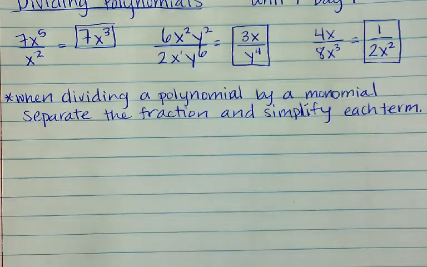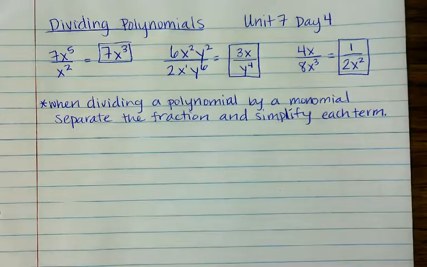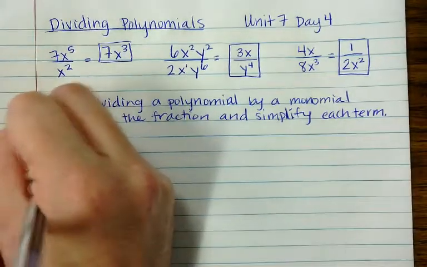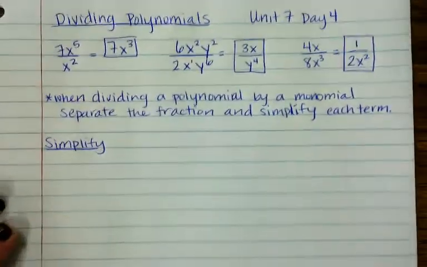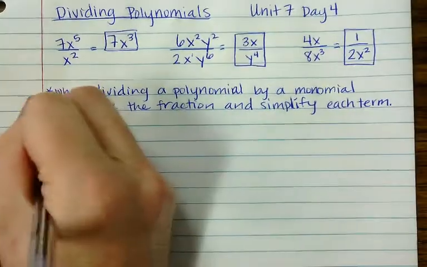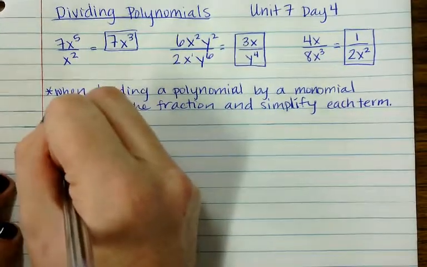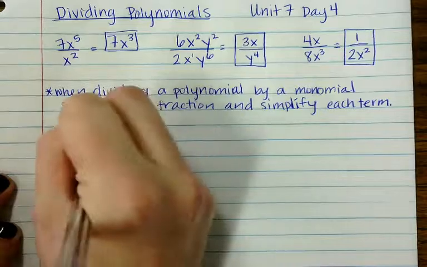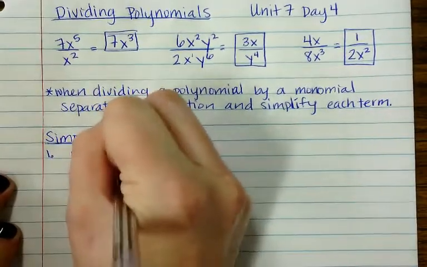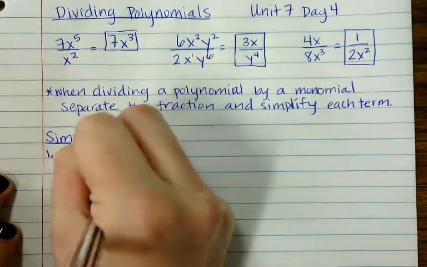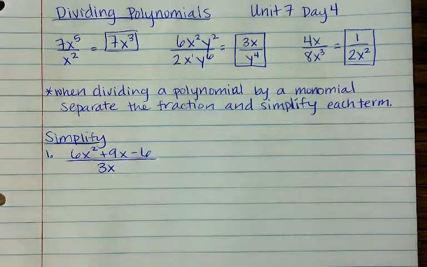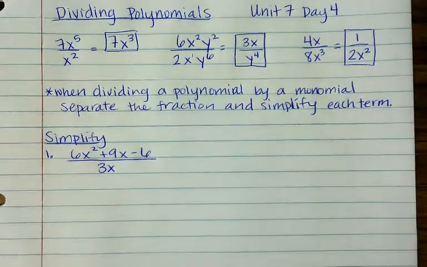All right, guys, so we're going to practice that here today. Okay? So for our example that I'm going to give you guys, I'm going to write 6x squared plus 9x minus 6, and I want to divide it all by 3x. Are y'all cool with that? So we are dividing a polynomial by a monomial.